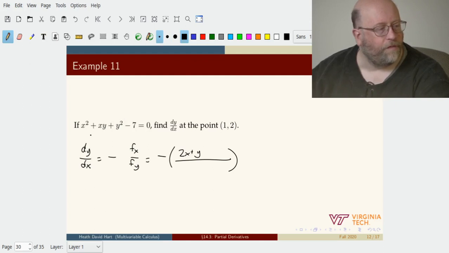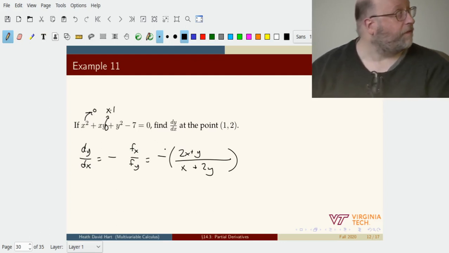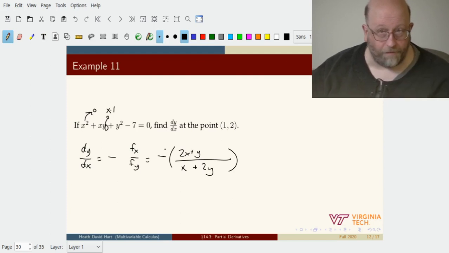Now we'll do the same derivative with respect to y. There is no y here, so this goes to 0. The derivative of y is 1, and so this goes to x times 1. The derivative of y squared is 2y. And the derivative of negative 7 is, no, the derivative of negative 7 is 0.